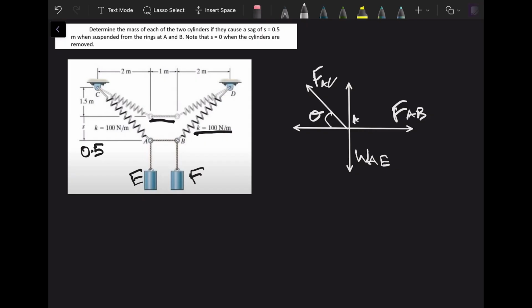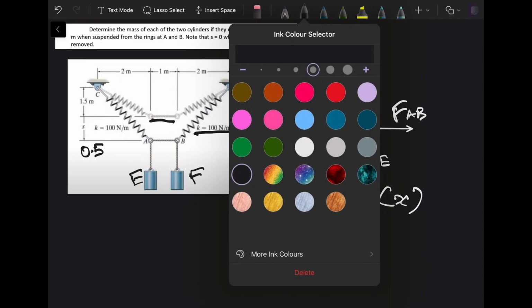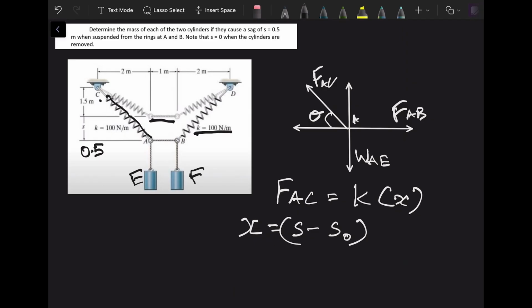So let me start by saying FAC is equal to K into the distance. We know this formula from our lower classes. But here x is the distance, so x is equal to s minus s naught. That's this distance. Let me change the color. This distance is s minus s naught. So we can find the correct value of x.